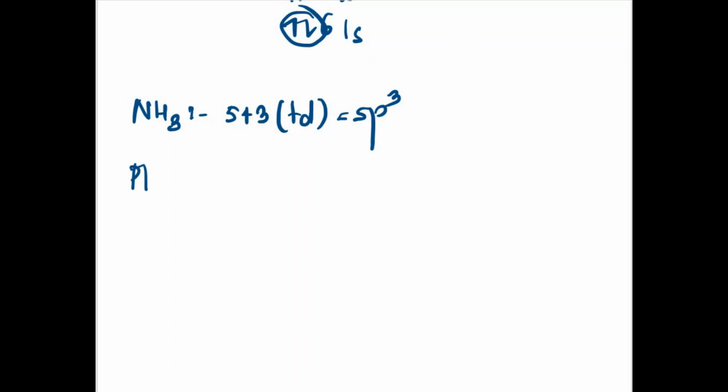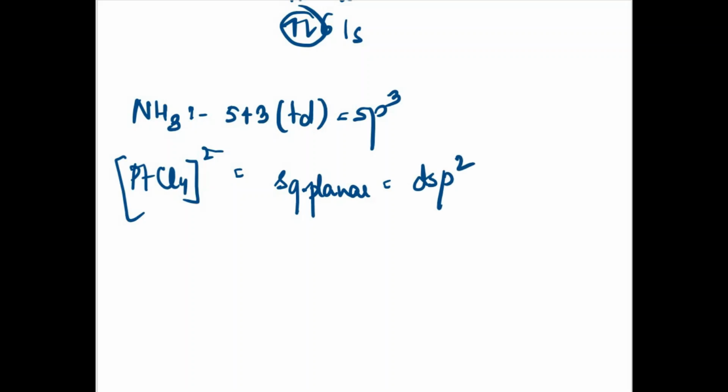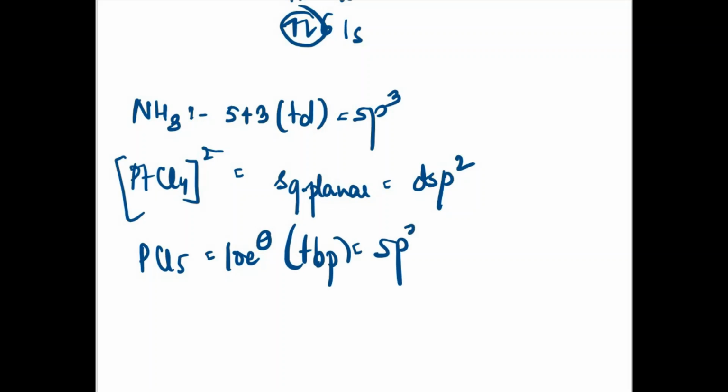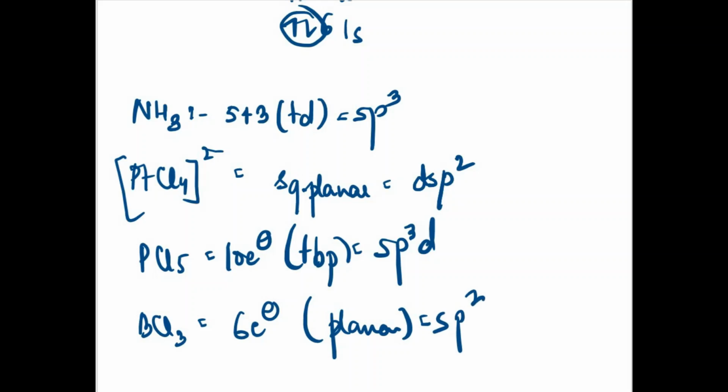Then you have PtCl4, square planar structure. Since it's way down the group, it will occupy a square planar structure. Square planar meaning dsp2. Okay. Then you have PCl5, 10 electrons, TBP structure, sp3d. And then you have BCl3, boron, 6 electrons, planar structure. It should be sp2. So sp3, dsp2, sp3d and sp2. That should be option number B as the correct answer.